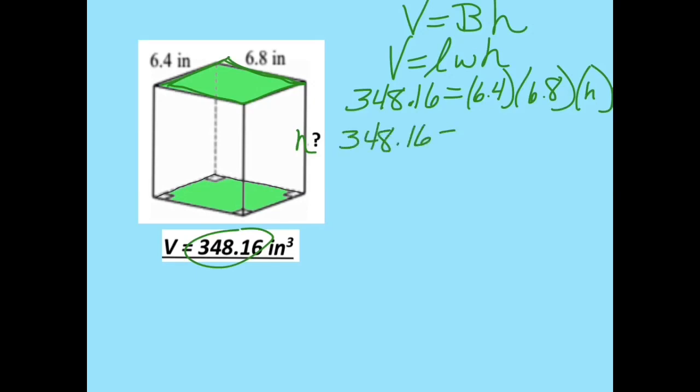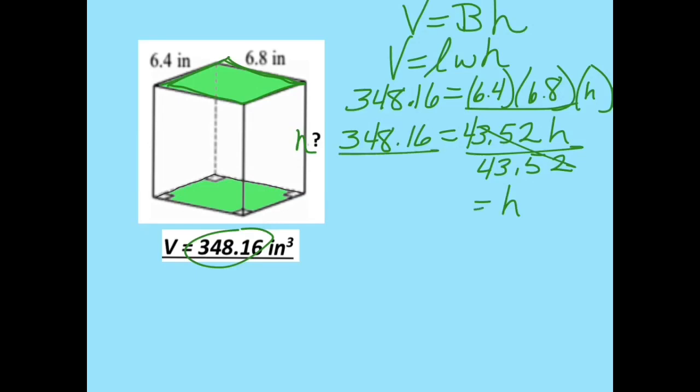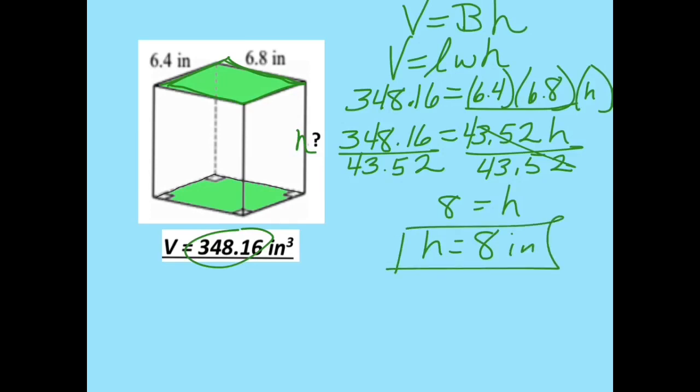Simplify the right-hand side, so it'll be 348.16 equals 43.52 times H. Divide by that on both sides so that you can isolate your variable, and H equals 8 inches.